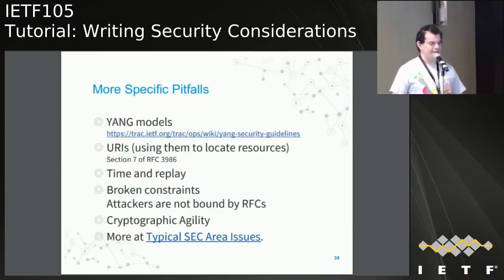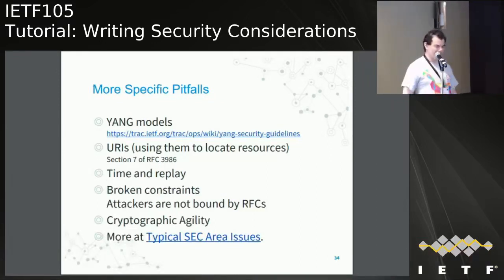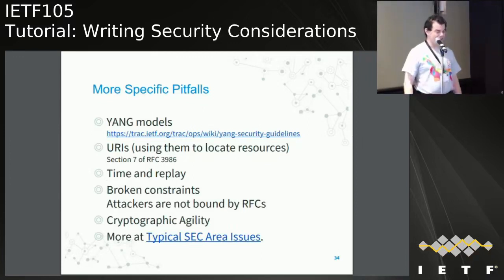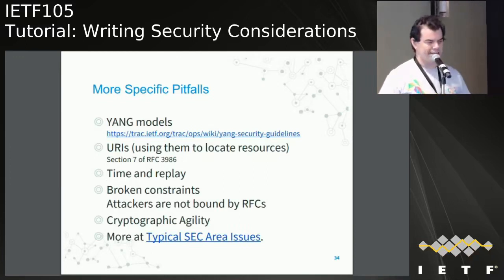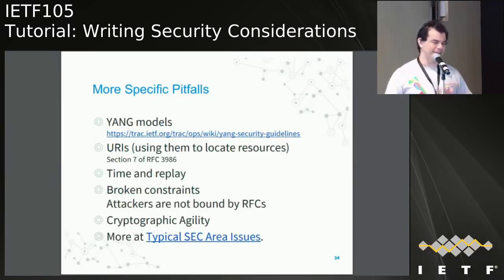Okay, there are more specific pitfalls for YANG models, and there's a link there. URIs, using them to locate resources, there's section 7 in RFC 3986. Time and replay, there's always the danger of an attacker on path delaying packets or recording packets and retransmitting them.